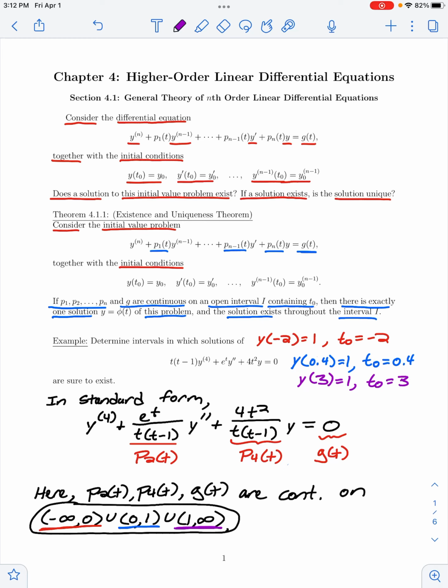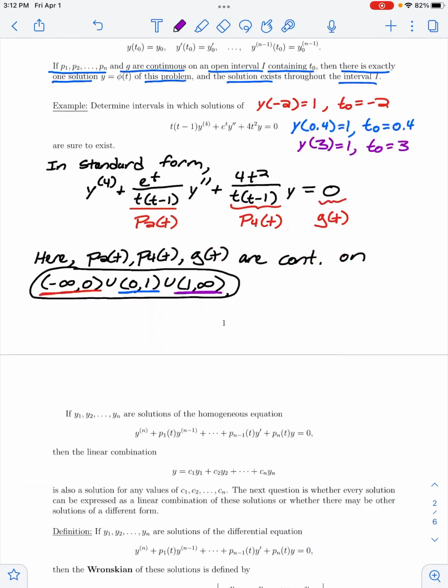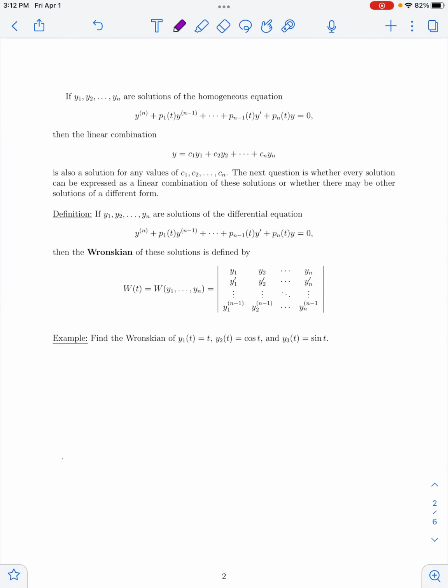So here our existence and uniqueness theorem is very similar to what we saw in chapters 2 and 3. In short, we need continuity of our coefficient functions on some interval for a unique solution to exist. Now the next thing we'll talk about in this first section is how to construct the general solution of an nth order linear homogeneous equation.